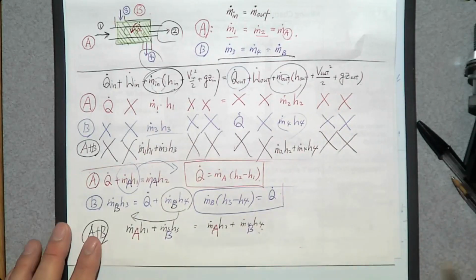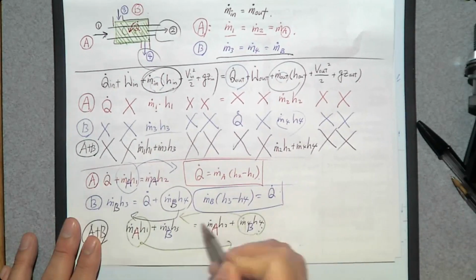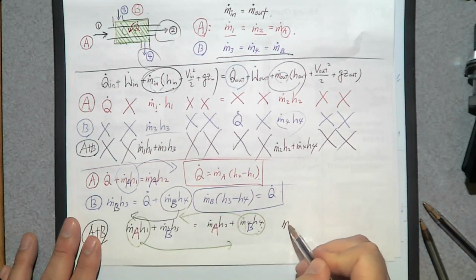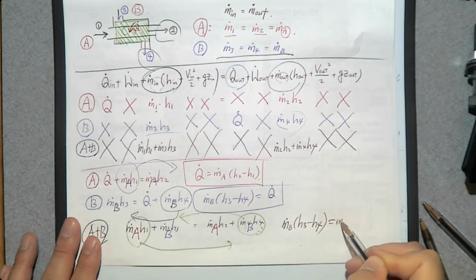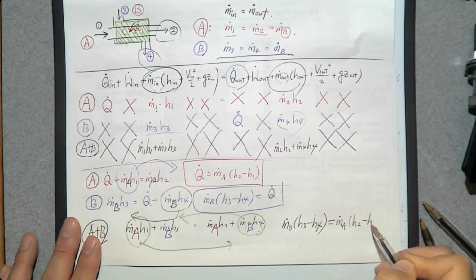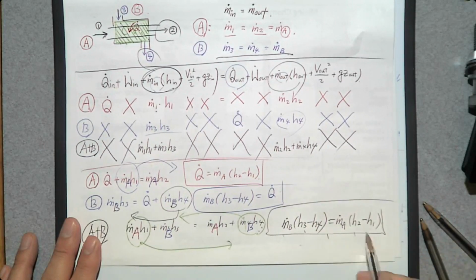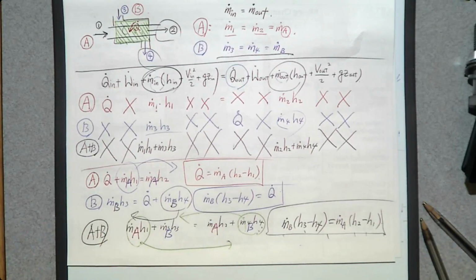Now, can you move this one to the right, this one to the left? Then the energy balance equation is M dot of B, H3 minus H4, equals M dot of A, H2 minus H1. Then how many unknowns? 1, 2, 3, 4, 5, 6. So 1, 2, 3 energy balance equations. That's everything about heat exchangers. Any questions?